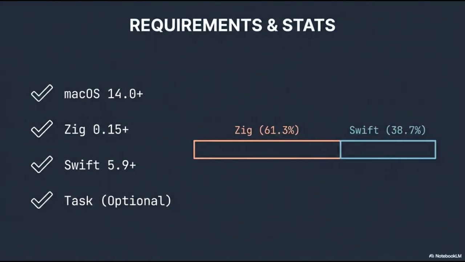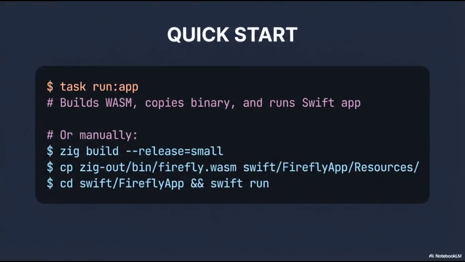Moving into the project requirements and current statistics, you will need to be running macOS 14.0 or later. For the development environment, we require Zig version 0.15 or higher and Swift version 5.9 or above. While Task is considered optional, it is available to assist with common development workflows. Looking at the language distribution of the codebase, Zig represents 61.3% of the project, while Swift makes up the remaining 38.7%.